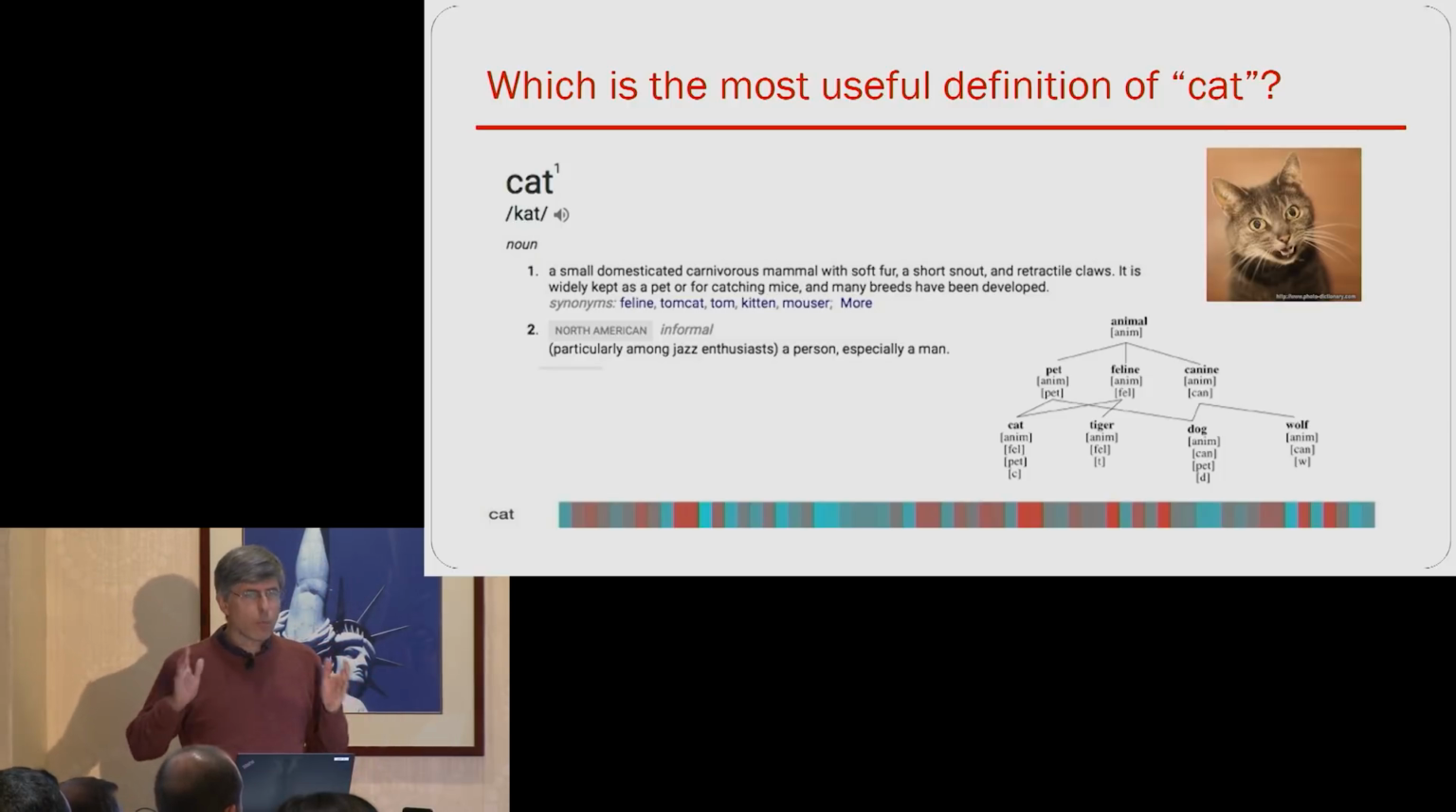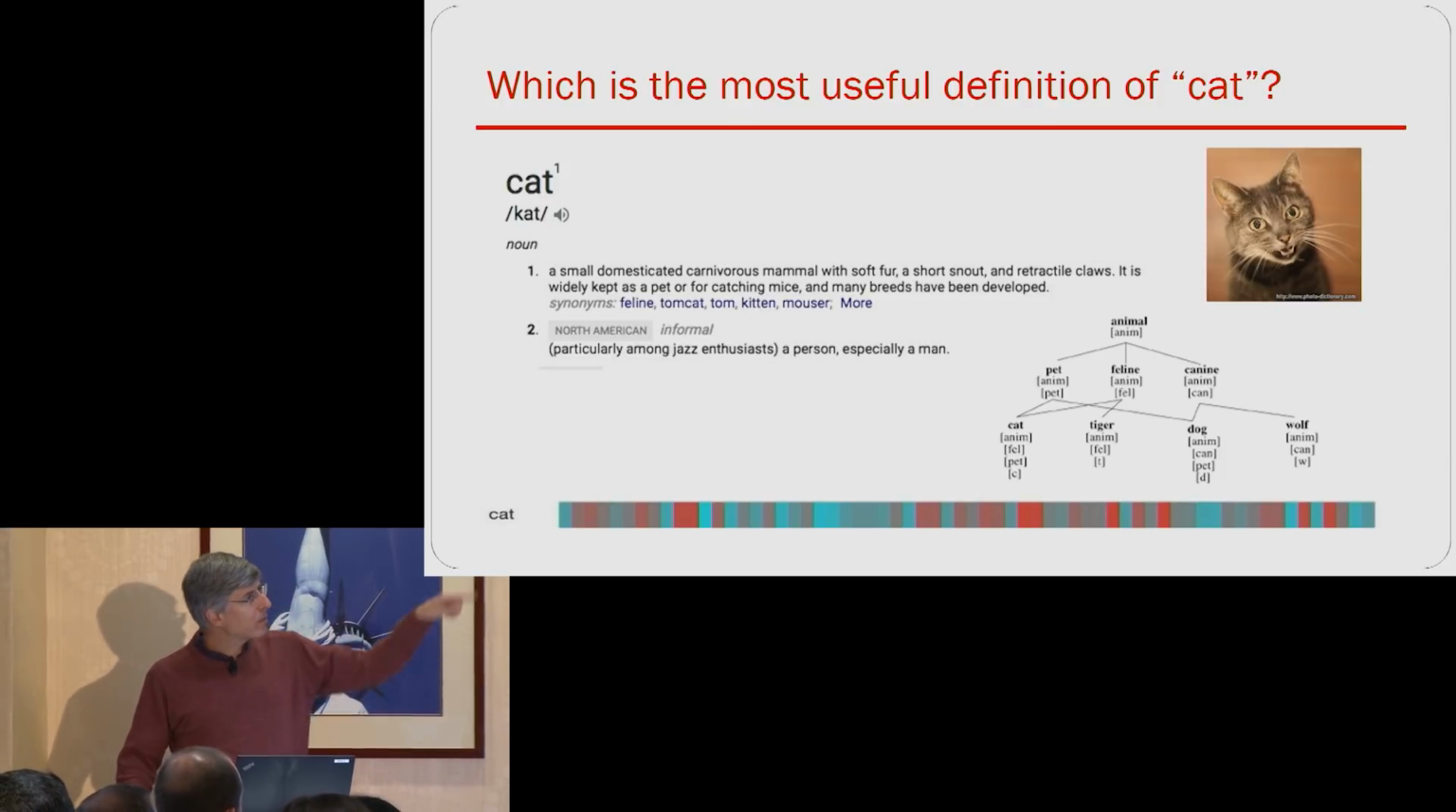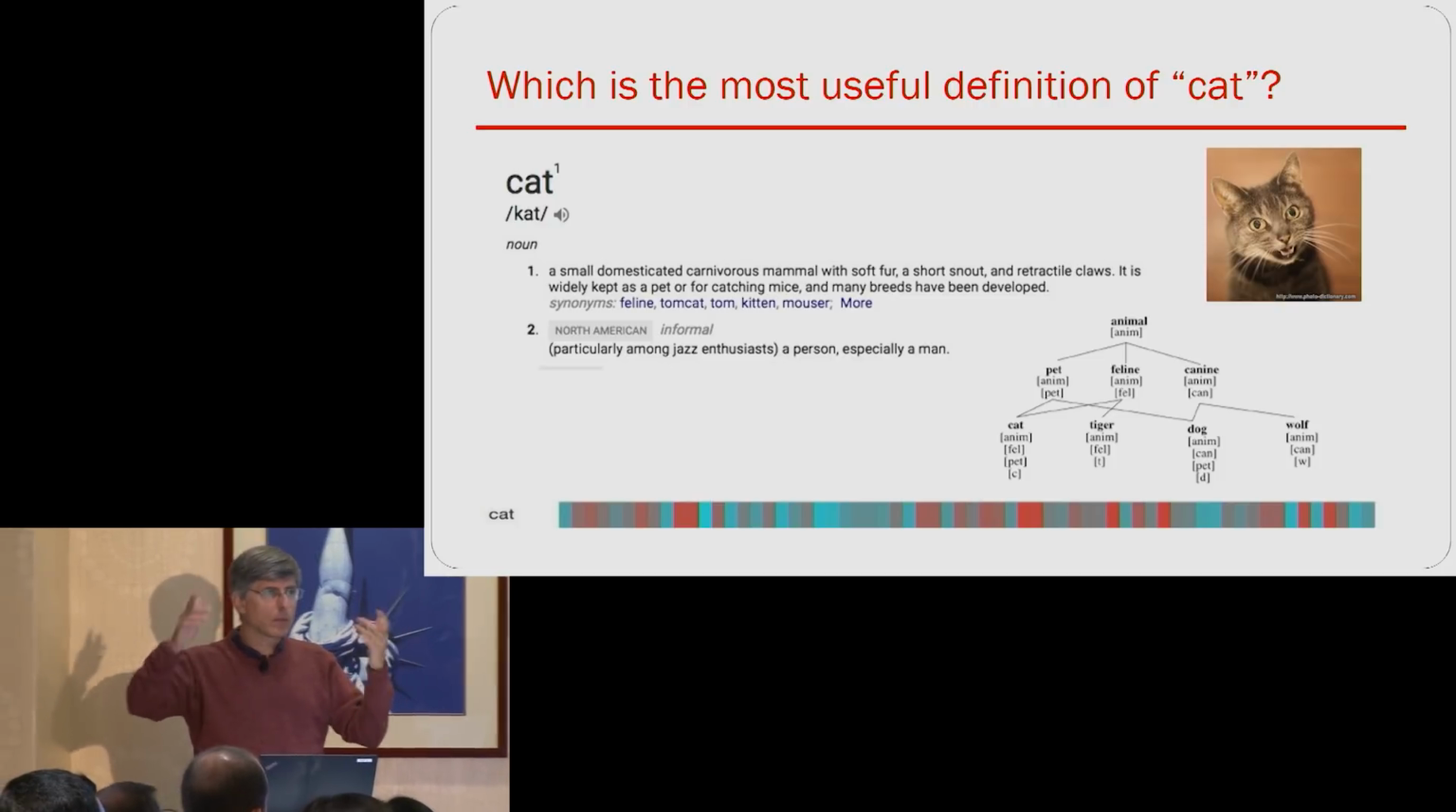To get at the heart of why word embeddings are interesting, suppose you wanted to represent the concept of cat in a computer. What is the most useful representation of cat? Maybe it's the picture, you might say, or maybe it's that definition over there. Or I guess being graph people, you probably want some knowledge graph, and you say, yes, a cat is a node in a knowledge graph.